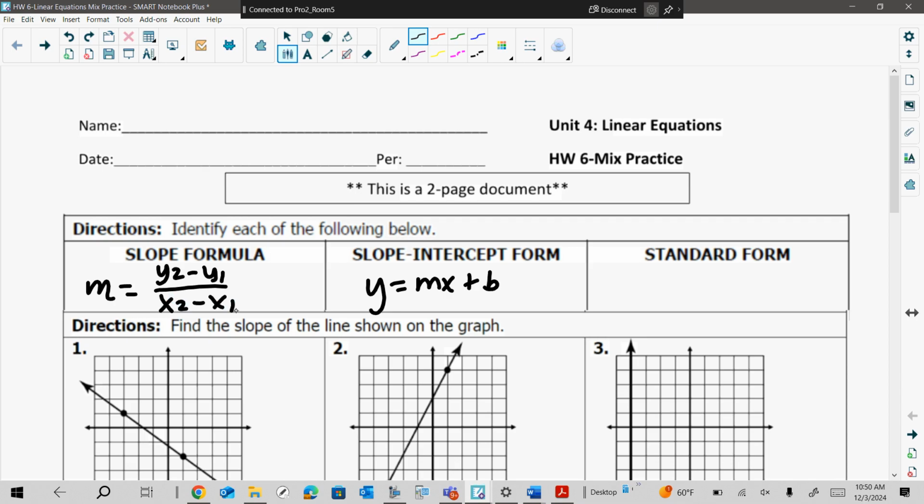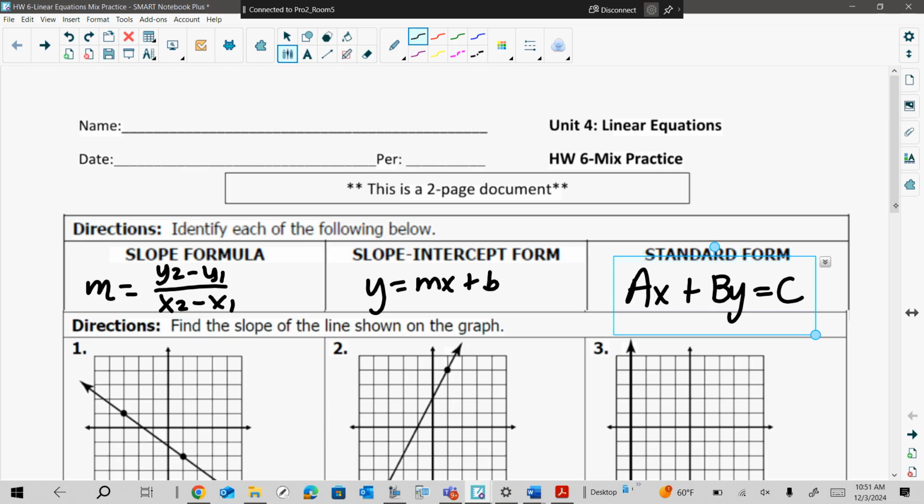So we use this formula whenever given 2 points, either on the graph or just in the problem. What about standard form? AX plus BY equals C. So, guys, from the forms, you have to always solve for Y. So we have to know how to isolate the Y variable.